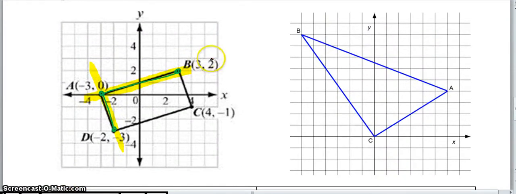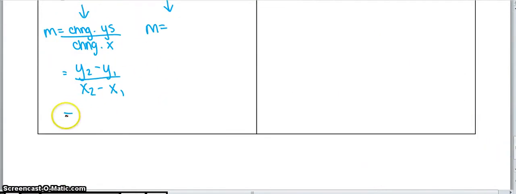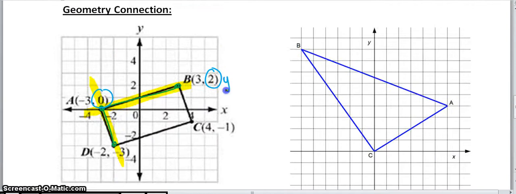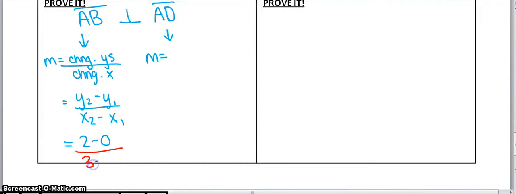So if this is my change in y's, I'm going to look at my two y coordinates. So I'll do 2 minus 0. Basically what I've done is I've called this my y2 and this my y1. So if this is y2, that means this has to be x2 and x1. I just got to keep it consistent. So I'll do 3 minus negative 3. Ooh, and when you subtract a negative, what actually happens there? It's going to become positive.